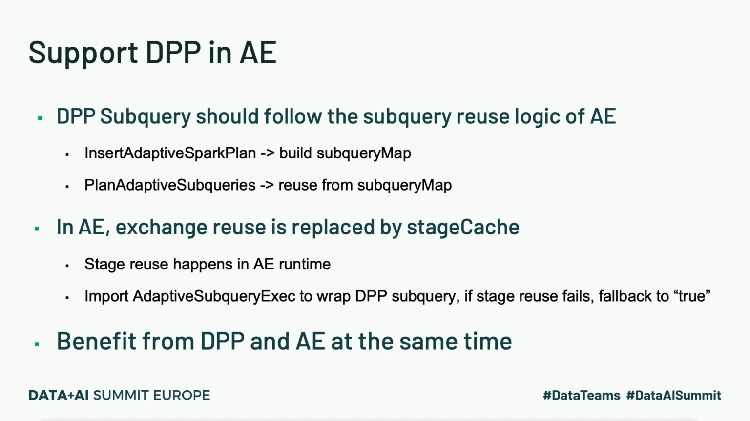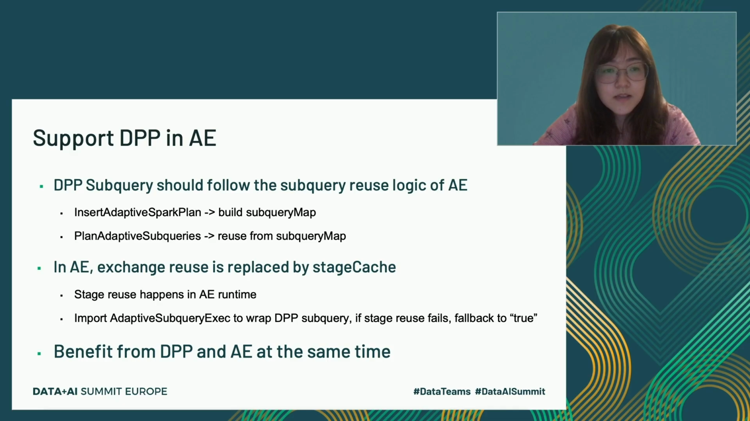So how do we support DPP in AE? I think in AE the subquery reuse logic, planning logic, and the exchange reuse logic are totally different, because in AE we use the subquery map, which is generated in insert adaptive Spark plan. And for reuse exchange, we don't use the reuse exchange rule. We use the stage cache, which is in AE logic.